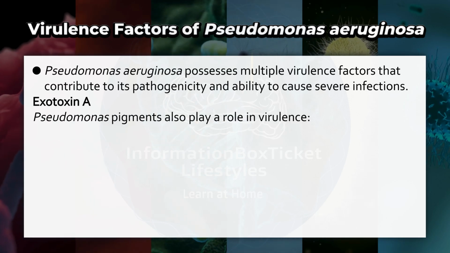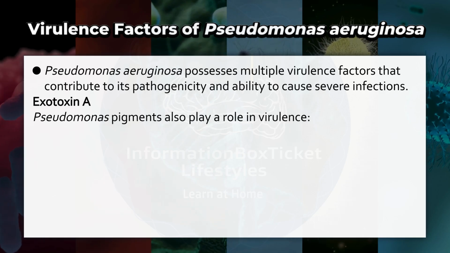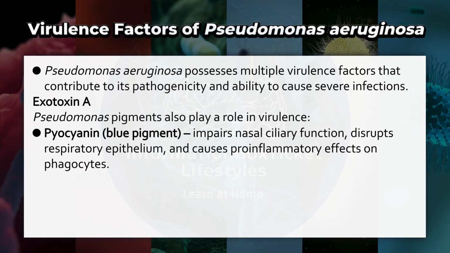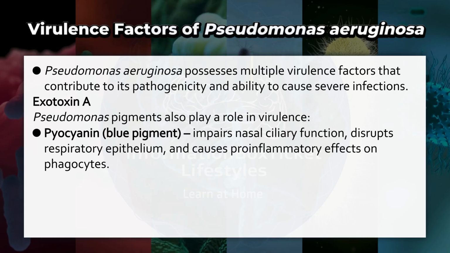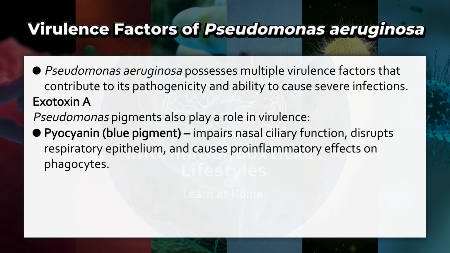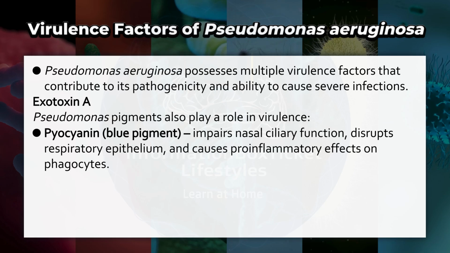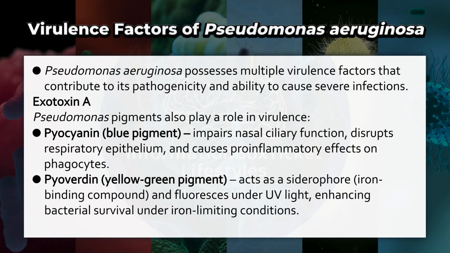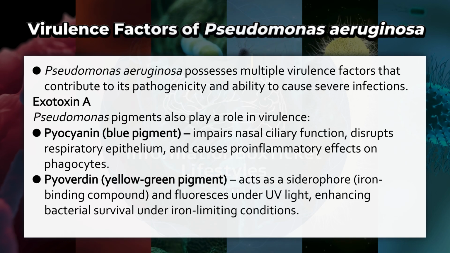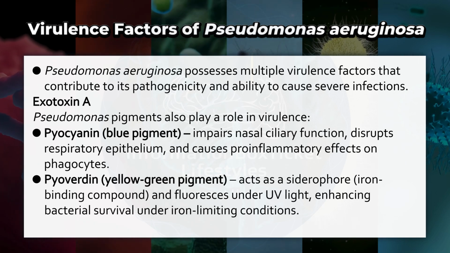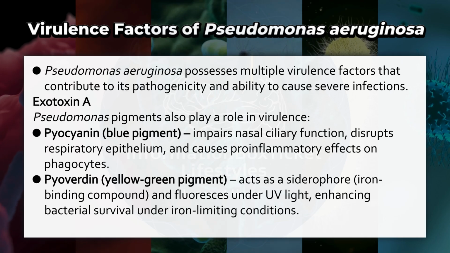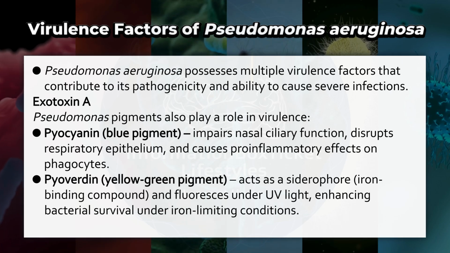Pseudomonas pigments also play a role in virulence. Pyocyanin, blue pigment, impairs nasal ciliary function, disrupts respiratory epithelium, and causes pro-inflammatory effects on phagocytes. Pyoverdin, yellow-green pigment, acts as a siderophore, iron-binding compound, and fluoresces under UV light, enhancing bacterial survival under iron-limiting conditions.